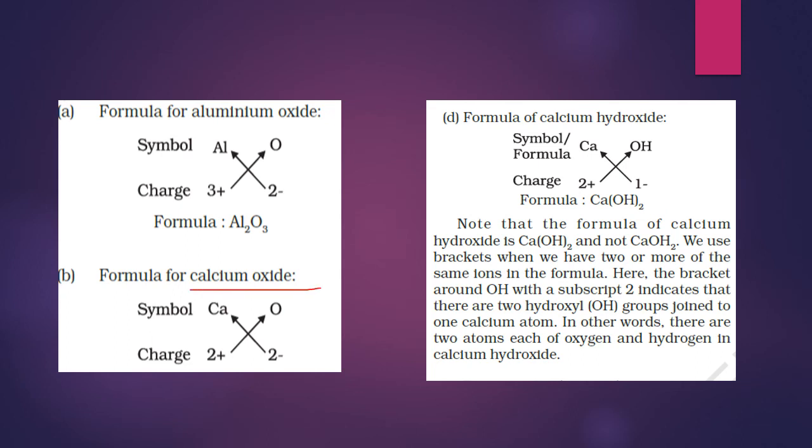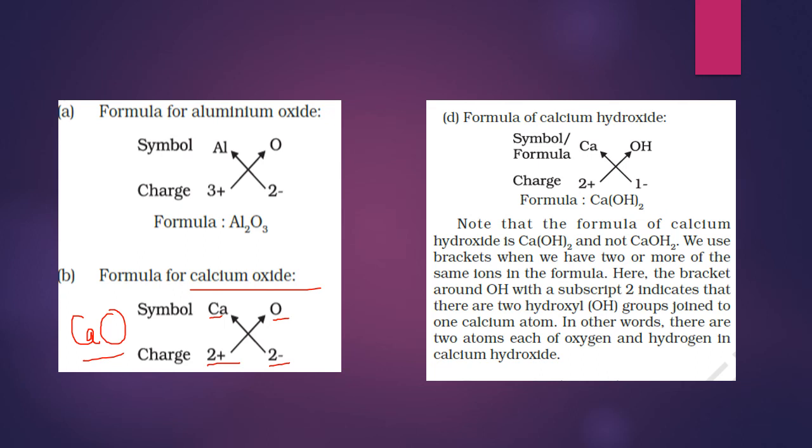Calcium oxide. The symbol of calcium is Ca, oxide is O. The valency of Ca is 2 and oxygen is 2. Now after crossing over the valencies, what do we get? We get CaO. So what is the formula of calcium oxide? The formula of calcium oxide is CaO. Okay.